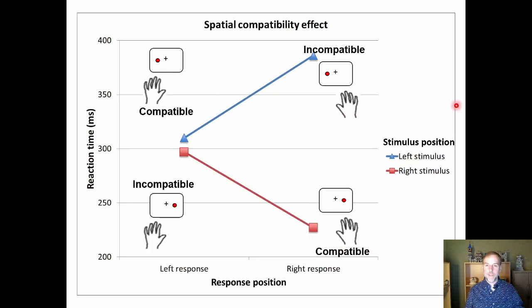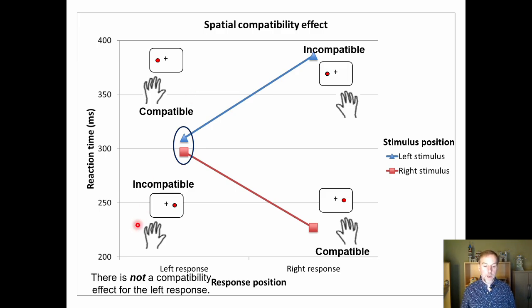All right, now we've left X's behind. We don't have an X at all. So do we have compatibility effects? Well, let's look at the left first. It's a small difference, but there's still a visible difference. I almost got mixed up here. Incompatible is now faster than compatible. That does not make sense, right? That doesn't match our prediction. So we're going to say there is not a compatibility effect for the left response.